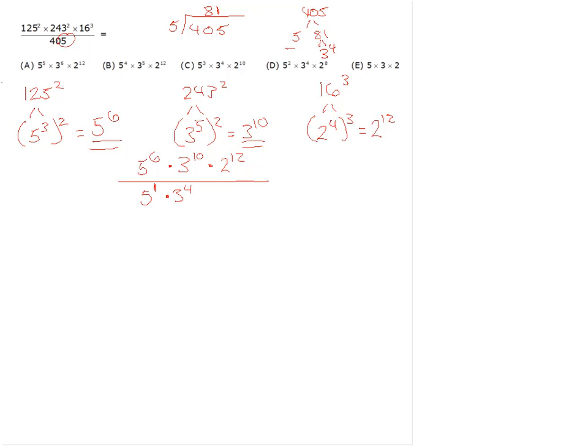Now, what's interesting is already you could basically look at your answer choices and say, well, there's only 2 answer choices that have a 2 to the 12 in it. So we can easily eliminate C, D, and E. And then finally, if we want to use our exponent rules of division, 5 to the 6 divided by a 5 to the 1 is going to give us a 5 to the 5. 3 to the 10 divided by 3 to the 4 is going to give us a 3 to the 6. And then that's going to leave us with 2 to the 12th power. So the answer here is A.